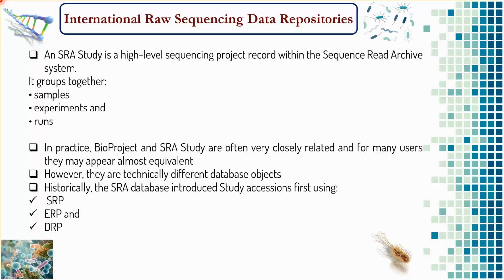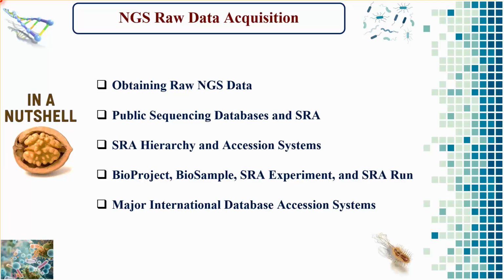Historically, the SRA database introduced SRA accessions first, using SRP, ERP, and DRP as mentioned earlier for different databases. Later, Bioproject became the broader umbrella database used for organizing biological projects across NCBI resources. Today, most SRA studies are linked to a bioproject accession. So to summarize, understanding the SRA hierarchy is essential for navigating public sequencing databases and for downloading the correct datasets for bioinformatics analysis.